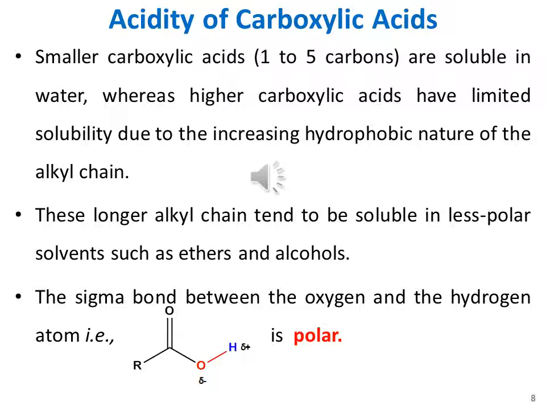On this slide, I have listed the key concepts that we will discuss today. First of all, we will discuss what carboxylic acids are, why carboxylic acids are acidic, and the effect of resonance on the acidity of carboxylic acids. We will also discuss the effect of the electronegative substituent and the electropositive substituent on the acidity of the carboxylic acid. So these are the key concepts that we will cover in this lecture.